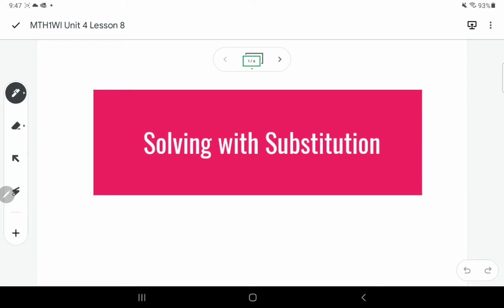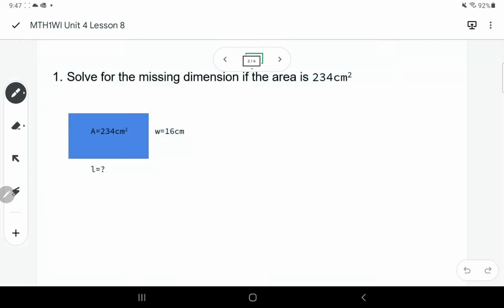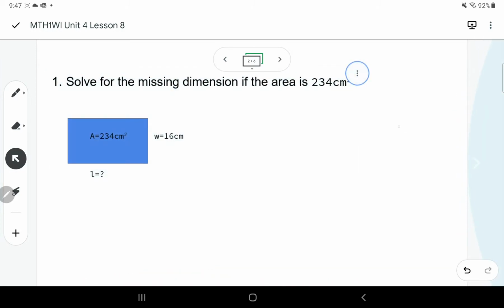This is for Unit 4 and we're on Lesson 8. We're going to look at solving equations with substitution. This is a way that we can work backwards, which we have been doing a number of times already, but working backwards with different formulas to find out some missing information. We're going to look at a number of different types of examples here.